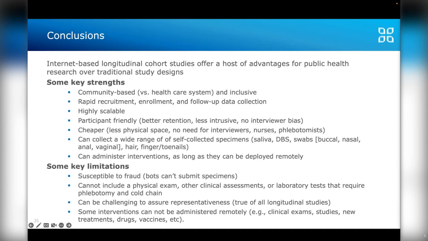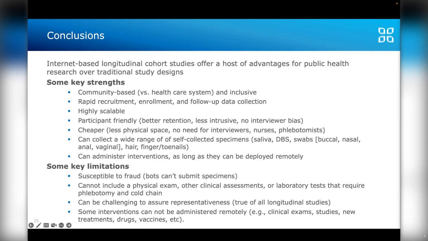We can't, of course, include a physical exam or other clinical assessments or even laboratory tests that require phlebotomy and a cold chain. So that's a limitation, and it can be challenging to assure representativeness, but this is a limitation that's really true of most longitudinal studies. And some interventions can't be administered remotely, of course: clinical exams and radiologic studies, new treatments, drugs, and vaccines.